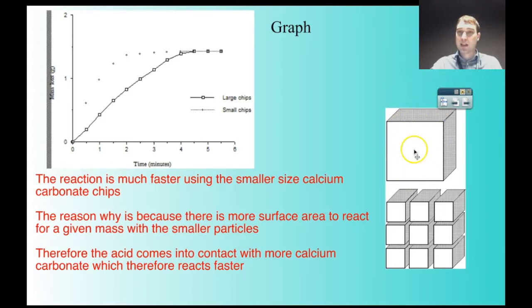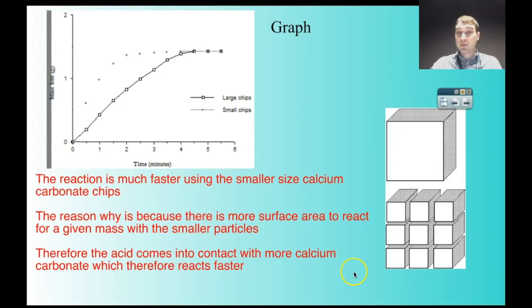If we have the same mass of chips, so taking up the same amount of space, but we cut it into smaller pieces, now we have extra surface area exposed for each of the edges on the outsides around here. So here we only have 6 surfaces, here we have many more surfaces. What that means is the more surface area you have exposed to your reactant, the more collisions you get between your reactant particles and the surface area, and that increases the reaction rate.